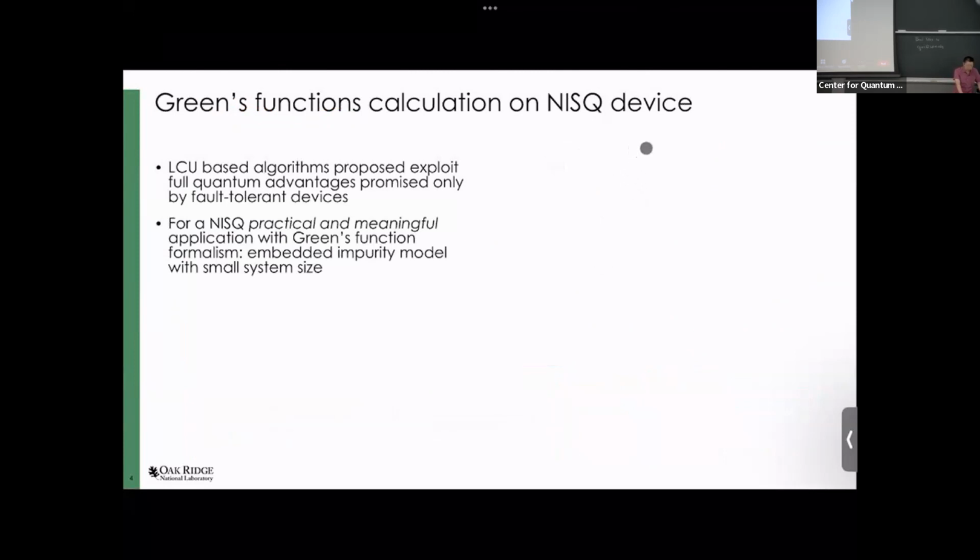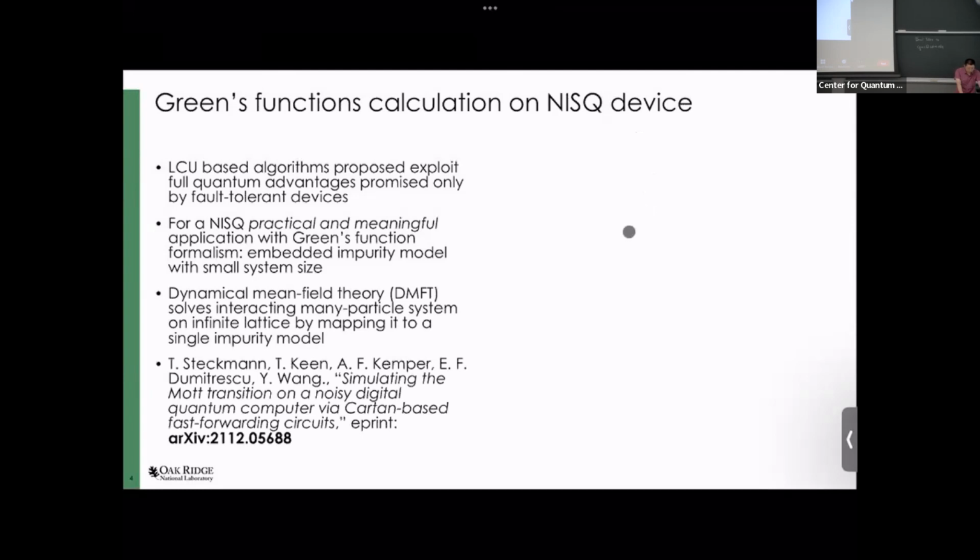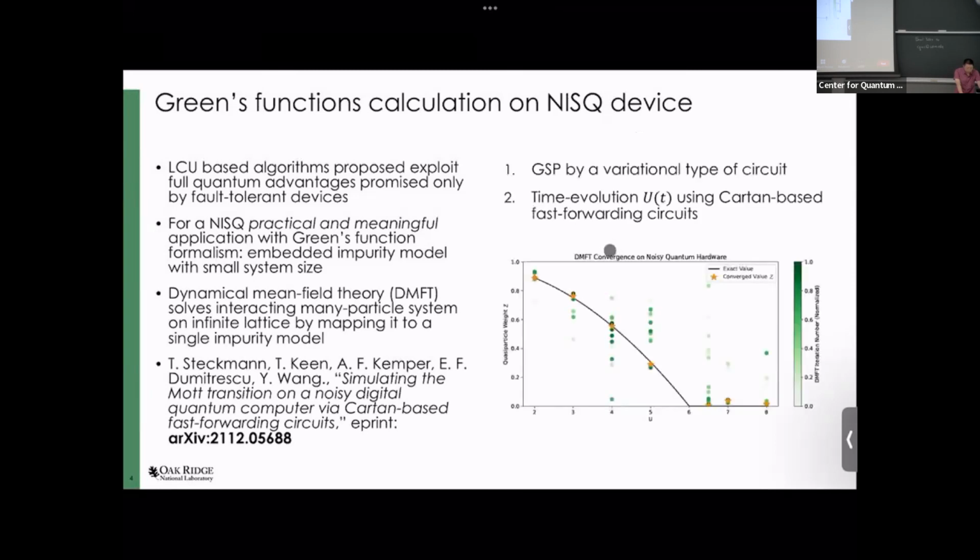For example, calculating the Green's function for the embedded impurity system, which is typically a small system size. And one of the theories, called dynamical mean field theory, solves this interacting many-particle system on the infinite lattice by mapping it to single impurity models. And here's this reference. You can read about the full details of this NISQ application.